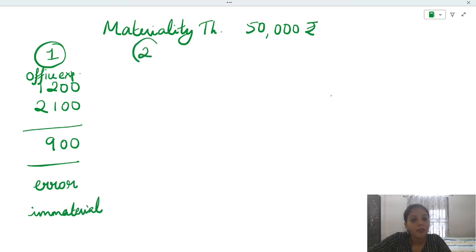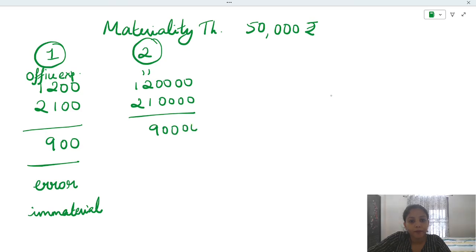Now let's take case 2. Same, okay? Office expenditure. So the amount, let's add 2 more zeros. Now what's the difference? 90,000, right? So this is an error, yes. He didn't do it intentionally. But is this material? Yes. Why? Because it has exceeded the threshold of 50,000. So this is a material error.